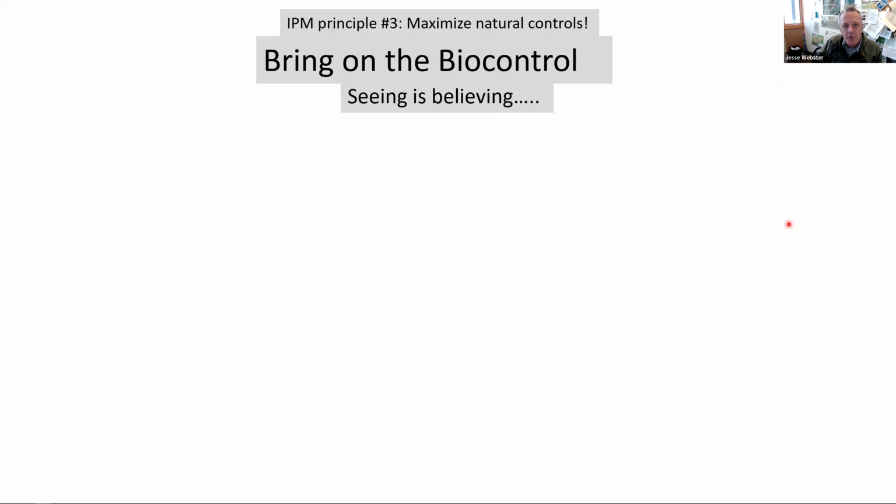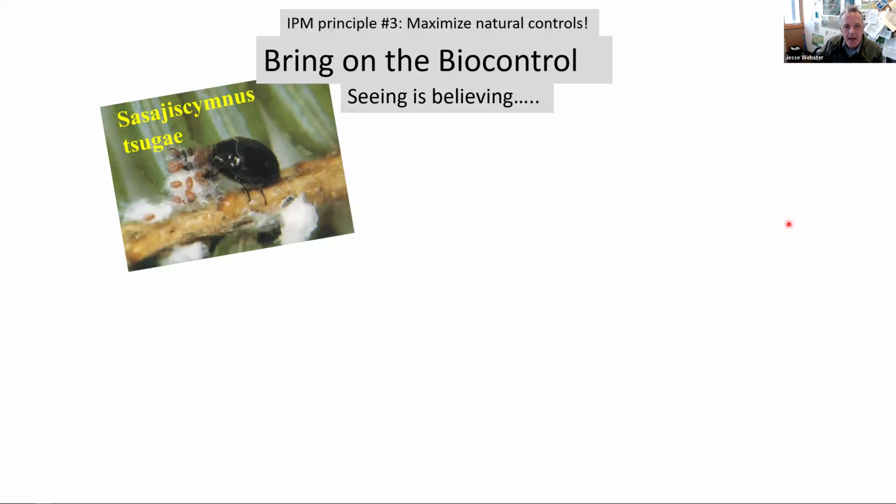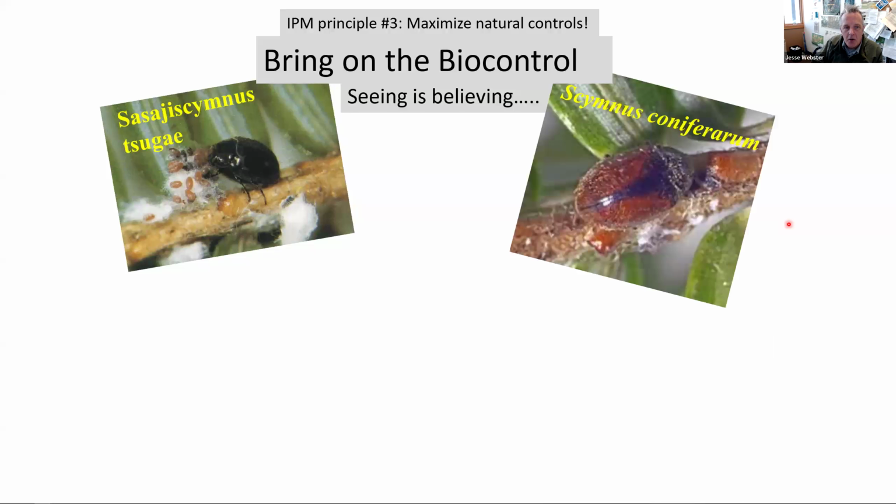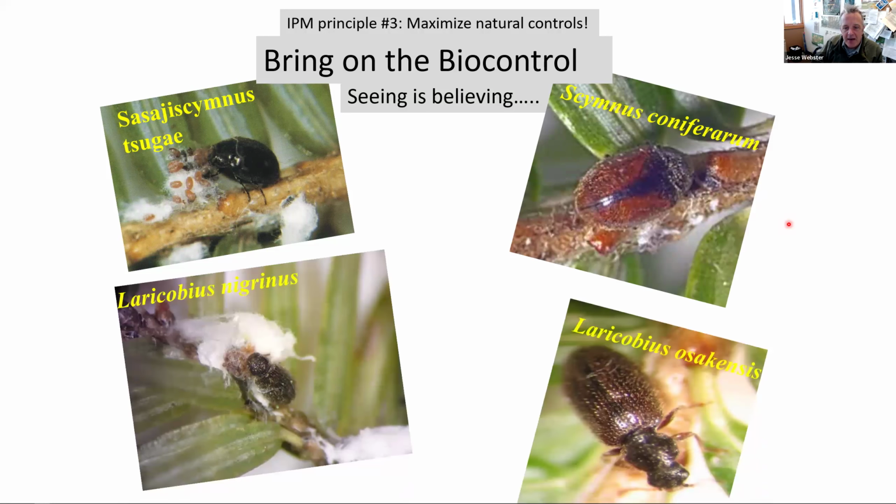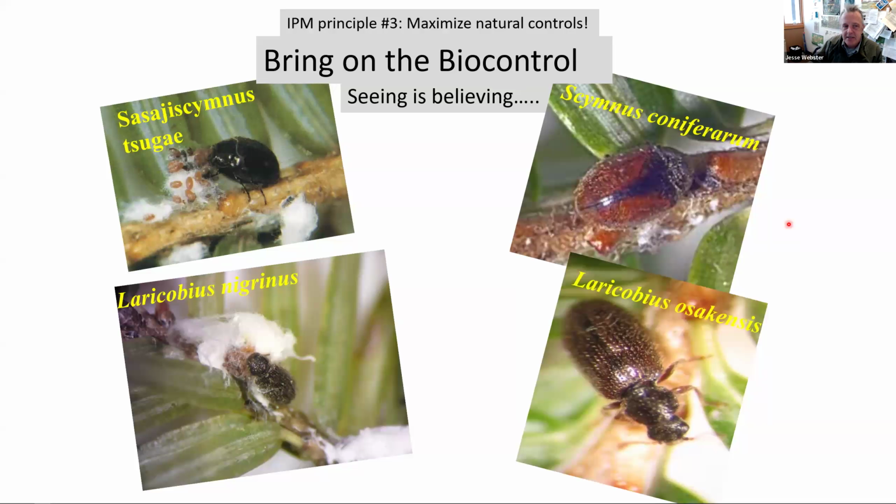So principle number 3, maximizing natural controls with integrated pest management. And really that's all about biocontrol. I think, again, seeing is believing. So I'm going to highlight 4 species here. Sasajiscymnus tsugae, Laricobius nigrinus, Laricobius osakensis, Scymnus coccinea. We just say LO, LN, ST because we can't really spit all that out at once.